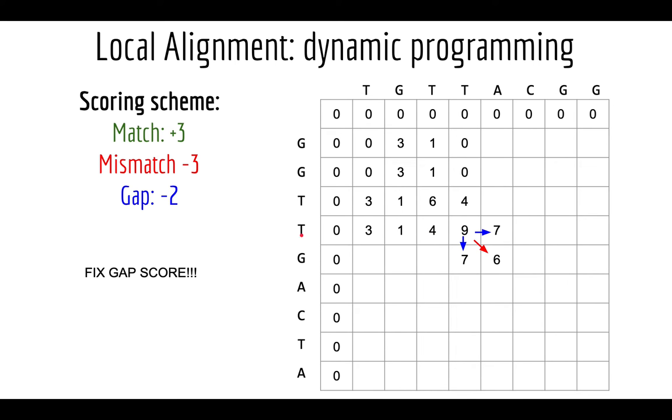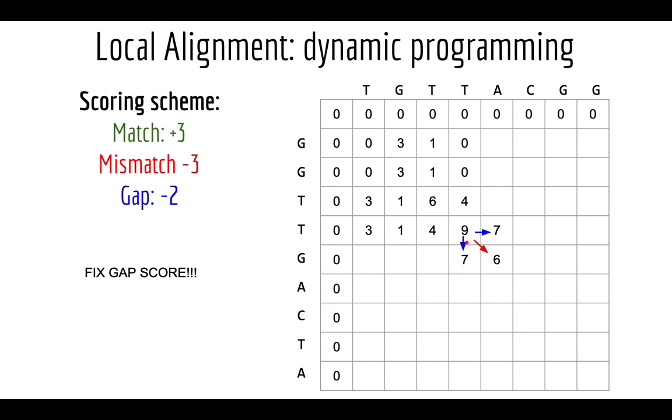So in this case, we've got T versus T, which from the previous cell, which was a 6, if we chose this path, T versus T, the score goes up by 3 to 9. And now what we're doing is we're at this cell and we're exploring 3 different options. So if I introduce a gap, I reduce the score by 2 and it becomes 7.